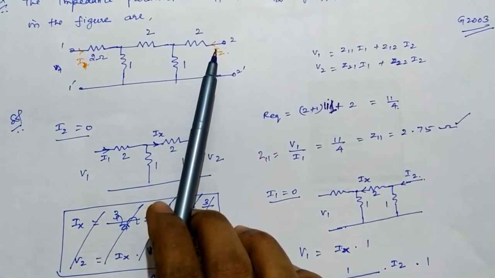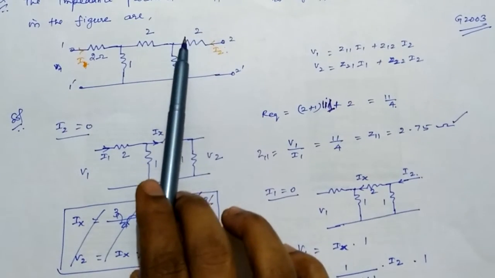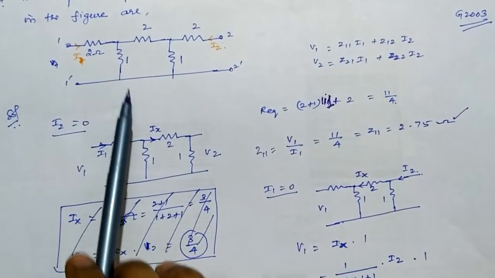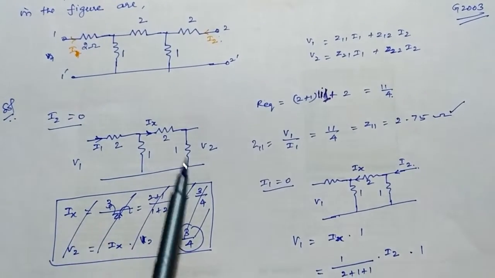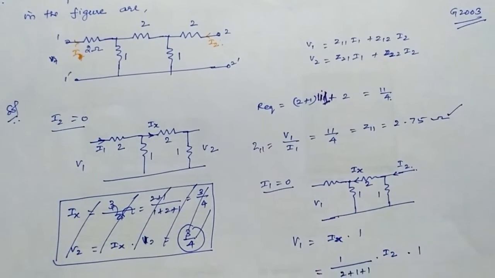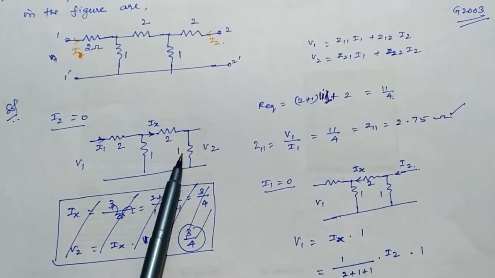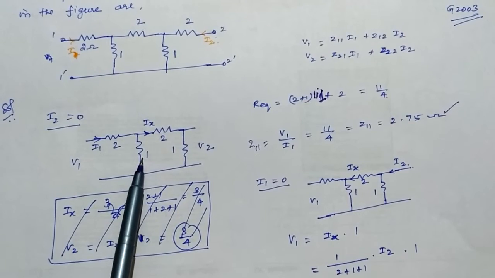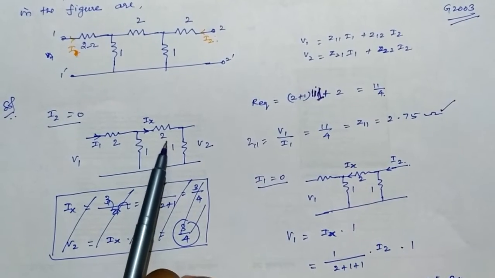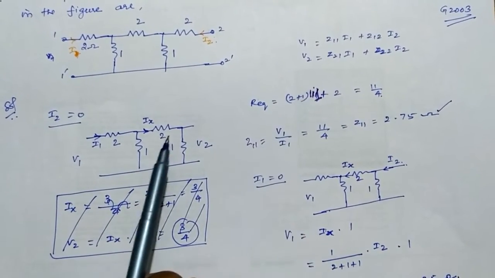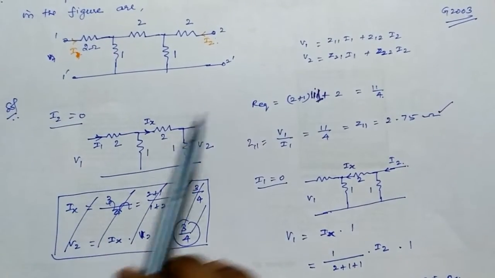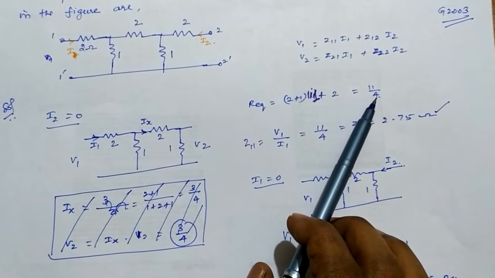When this I2 is 0, there is no meaning of this resistor. So the circuit can be modified like this. Now the equivalent resistance: this 2 ohm and 1 ohm are in series, which is in parallel with 1. Again that is in series with 2. Again this 2 and 1 ohm are in series, that is 2 plus 1, which is in parallel with this 1 ohm. The combination is in series with 2. That is R equivalent equal to 11/4.